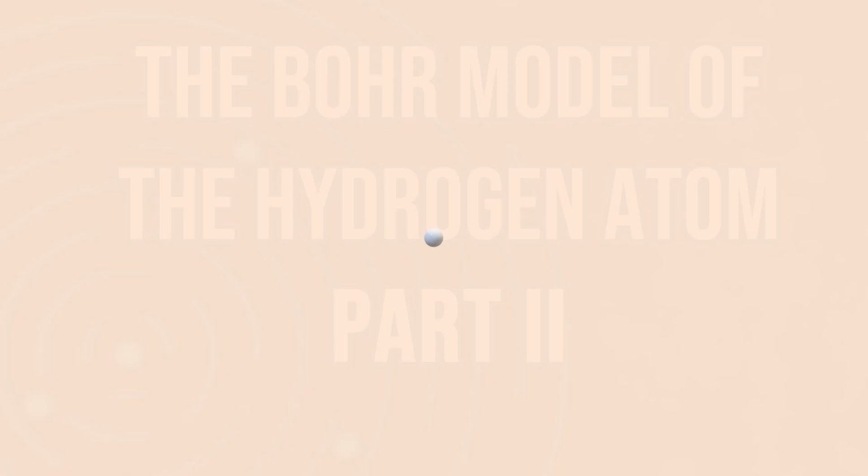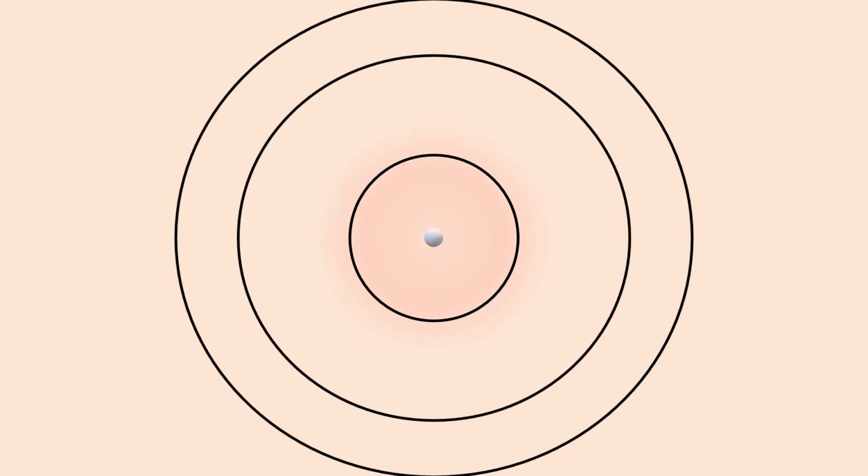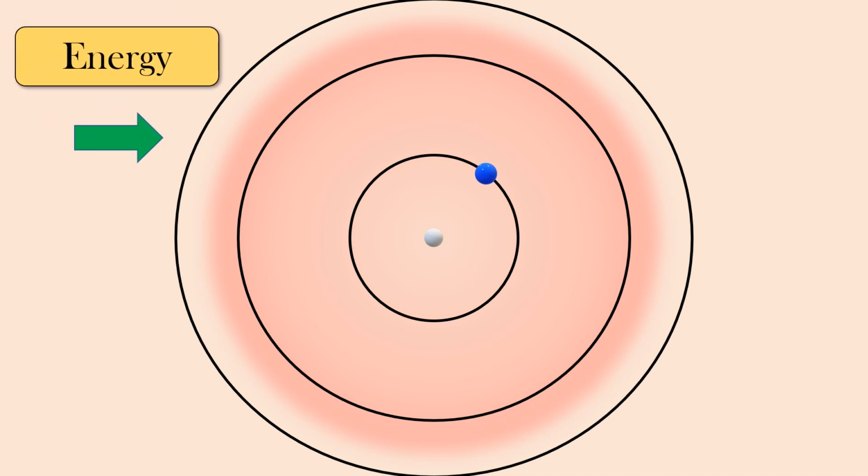In the previous lecture, I discussed Bohr's model of the hydrogen atom. According to the Bohr model and equation, we can find the energies of the hydrogen orbitals. If an electron absorbs energy, the electron can transition to a higher energy orbital, or energy level. The absorbed energy must be equal to the difference in the energy levels.